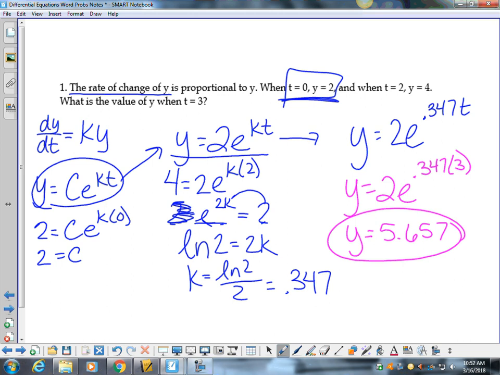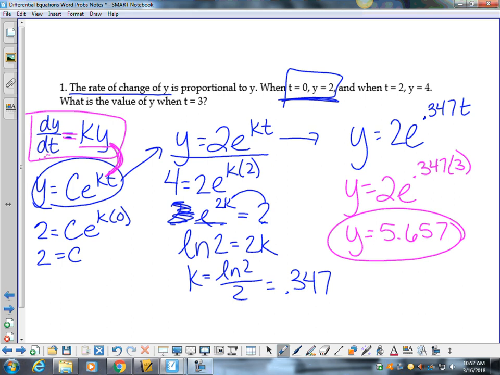Okay, let's backtrack just a second. Are we okay with this part? The rate of change of y is proportional to y. So far, so good? Yes? Is that a yes? Okay. Do you know all the steps that are involved jumping from the box to the circle? If it's a free response, yes. If it's not, no.